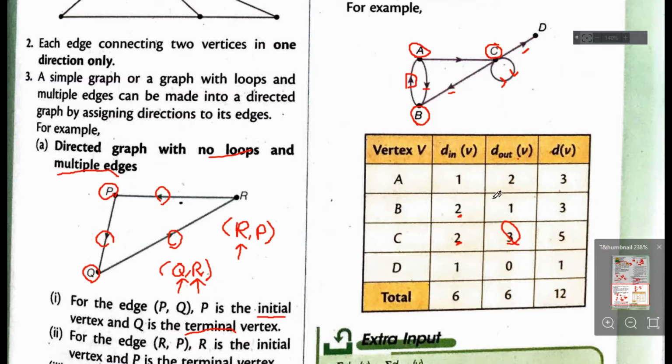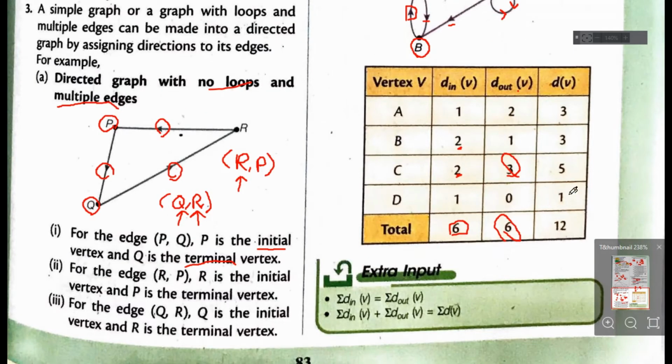For total, we add all the numbers here. 1 plus 2 plus 2 plus 1, then total in degree we will have 6. Total out degree, 2 plus 1 plus 3 plus 0 equals 6. Total degree, 3 plus 3 plus 5 plus 1 equals 12. From this table, we can conclude that total of in degree equals total of out degree. 6 equals 6.